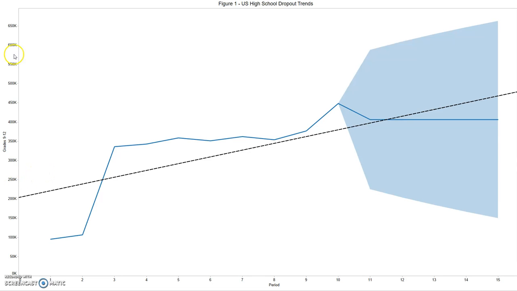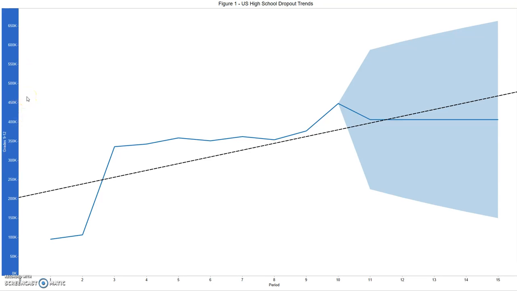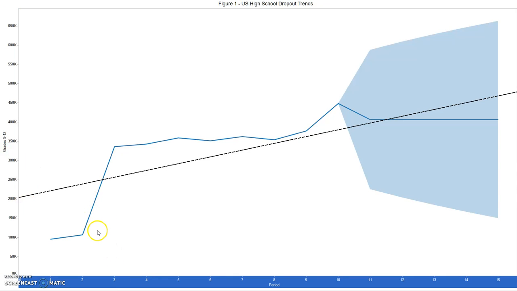Figure 1 shows trend on grades 9 to 12 in a period of 10 school years using linear trend line. Linear trend line is used because the graph shows an increase and decrease in 5 to 6 periods, then increase again. This shows forecast in the next 5 periods, 5 school years, and it shows that it dropped and then leveled off.